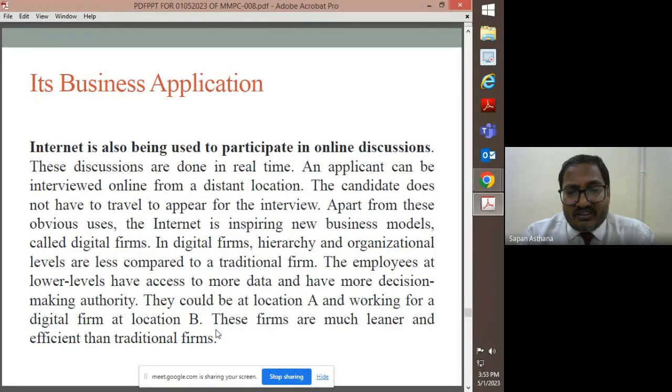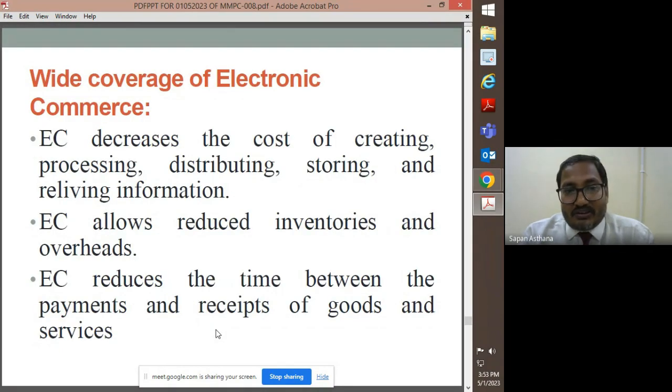We can say the internet is also being used to participate in online discussions and various meetings, especially when we talk about the corporate sector. In earlier days, many people traveled long distances to attend various corporate meetings, but nowadays they are all available on various digital platforms. And wide coverage of e-commerce is also a very good example of information technology in commerce and management.